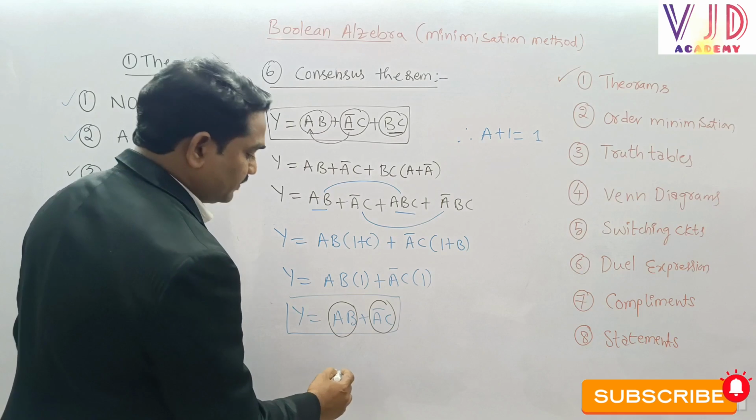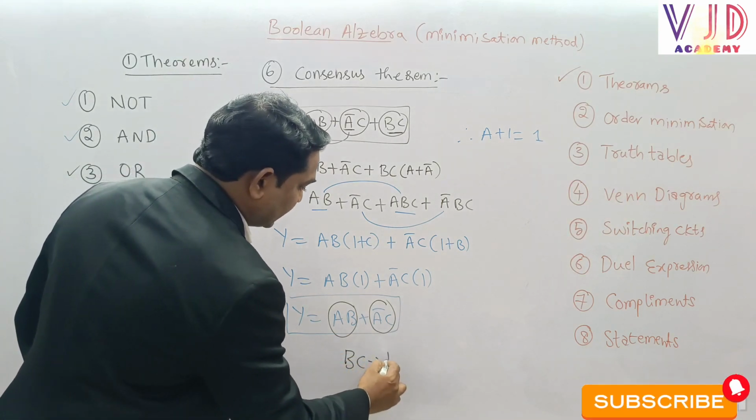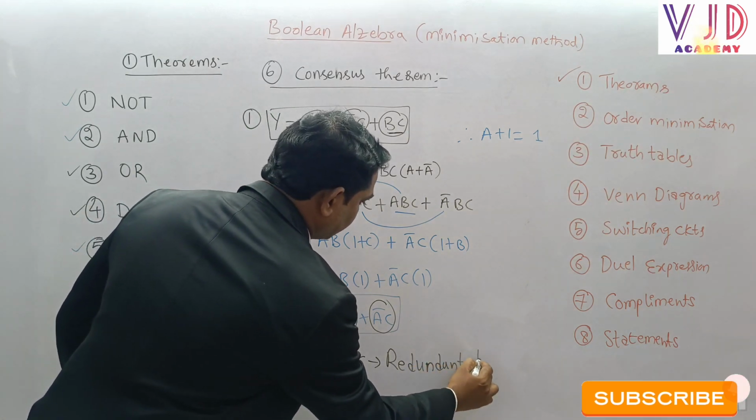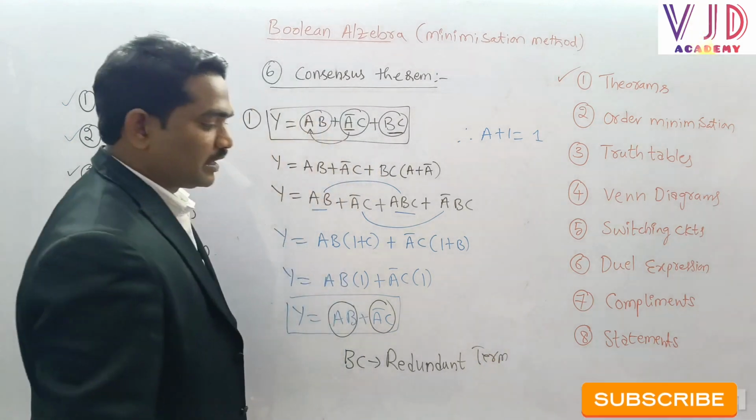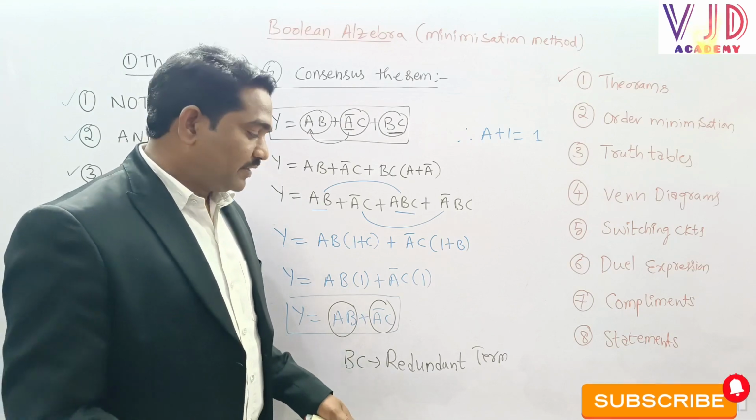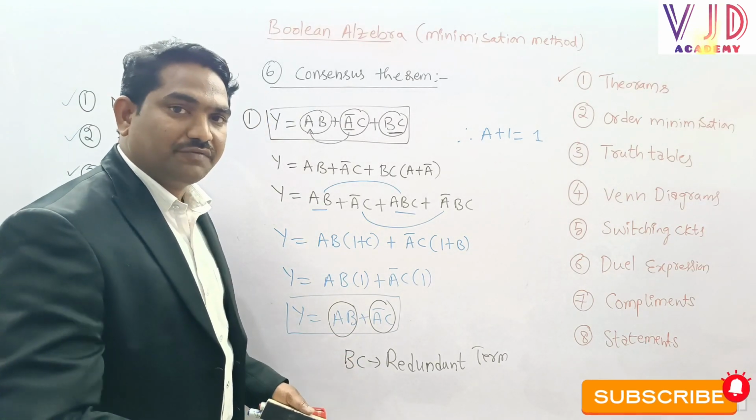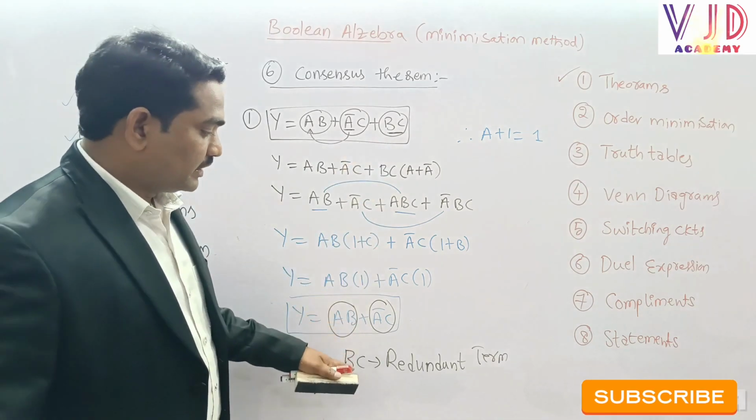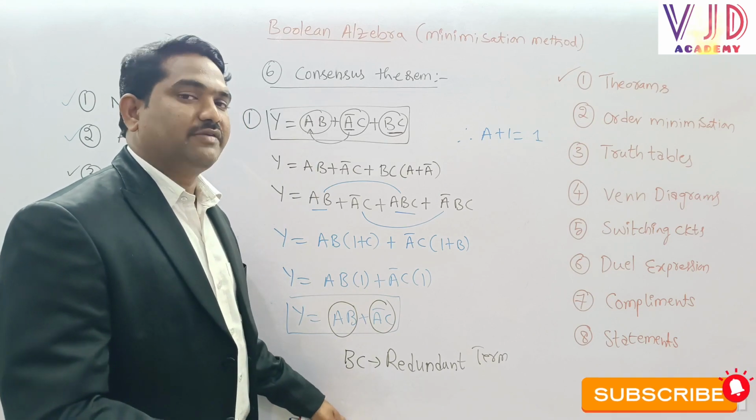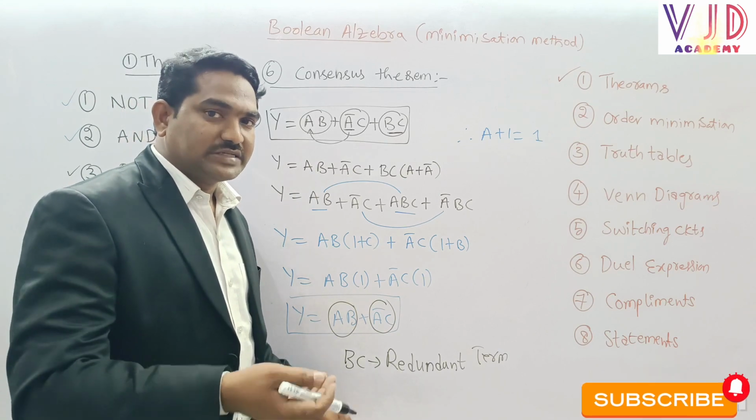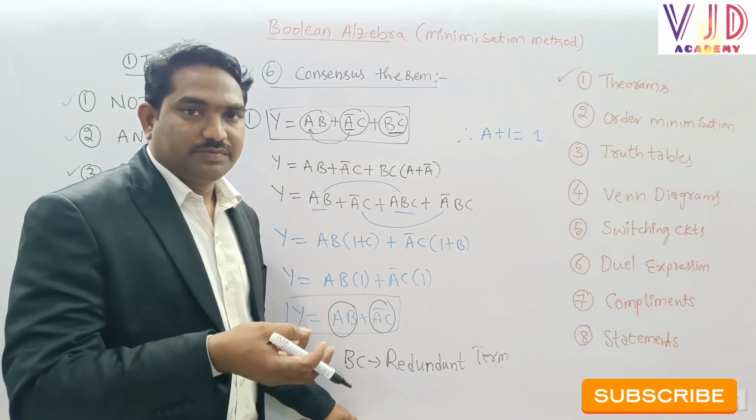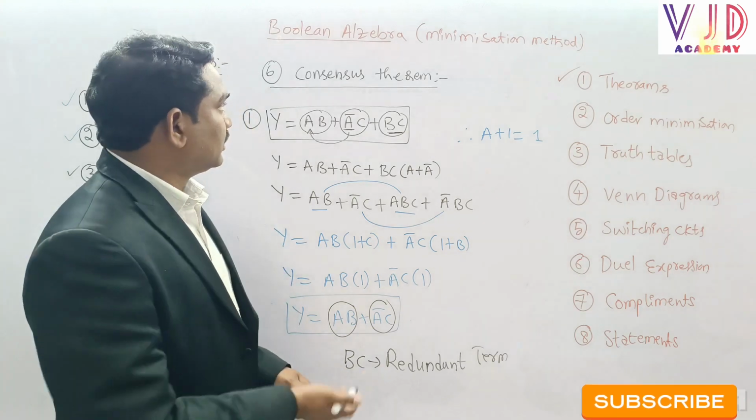We can say that here the BC is a redundant term, or we can say a reducing term or useless term. We can remove it, we can reduce it, so that even then if we implement the logic circuit, the circuit will work. So this is how the unwanted terms will be reduced, so that the number of logic gates required is reduced, and then logical connections will reduce, so that power consumption will reduce, and the cost of the circuit will reduce, and the size of the circuit will reduce. This is how the consensus theorem works.